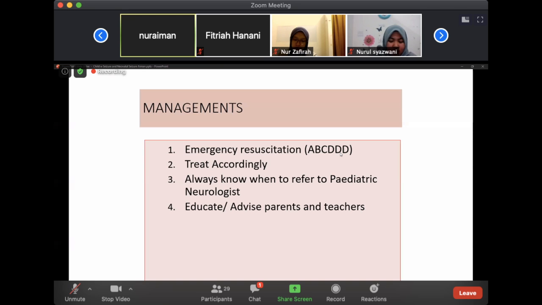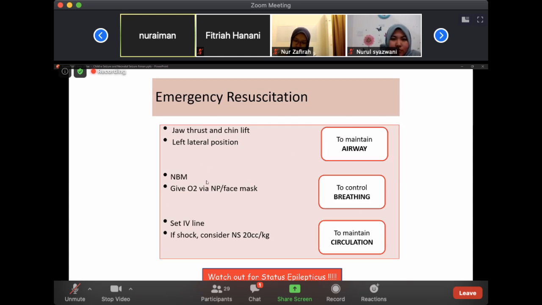Also, the next one is disclosure. Expose the child and check the skin because causes of seizure can be neurocutaneous disorder. And the last D is disability: look for any neurological deficit. So again, this is the emergency management: maintain airway, breathing, and circulation, and watch out for status epilepticus, in which the seizure lasts for more than 30 minutes.